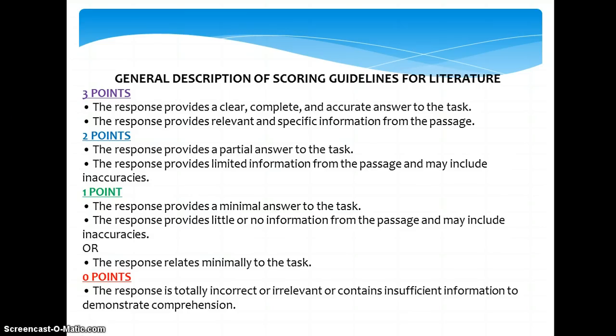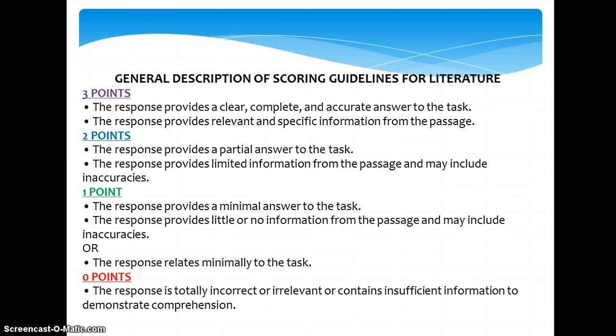These are the scoring guidelines for the literature constructed responses. So a student will receive 3 points if their response provides a clear, complete and accurate answer to the task. The response also provides relevant and specific information from the passage. The student will receive 2 points if the response provides a partial answer to the task, and the response provides limited information from the passage and may include inaccuracies.